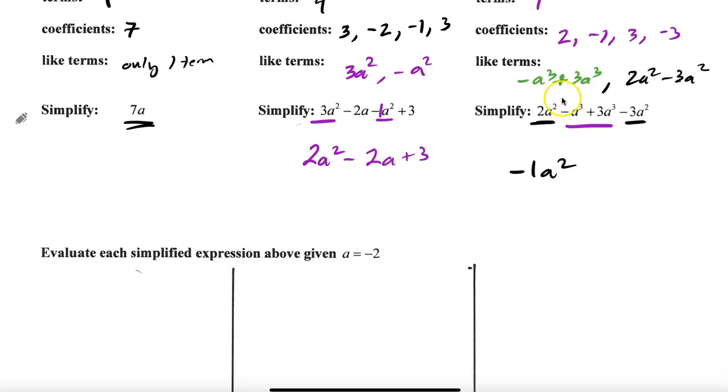Over here, negative 1 and 3, different signs, so you subtract. 3 minus 1 is 2. Which one's bigger? The positive was. So positive 2a cubed. So we have that, and that's our answer. Now we only have two terms.